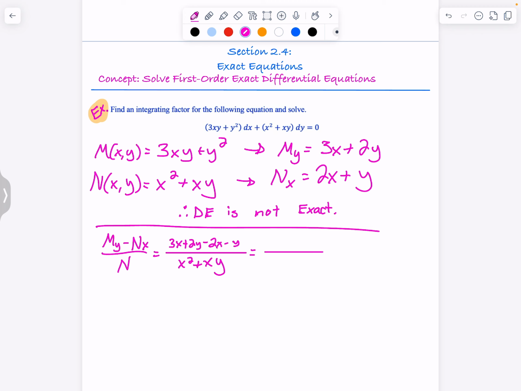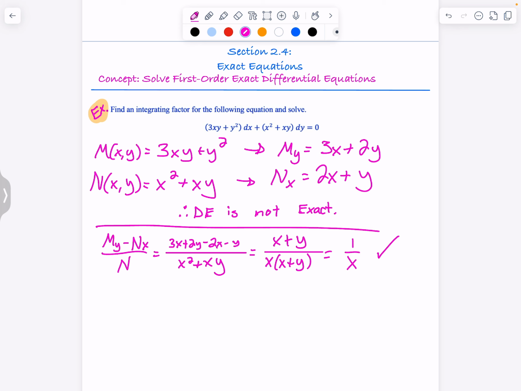It looks like I get x plus y. On the bottom, notice x is the common factor between the two, and then this actually works out for us to get a 1 over x.